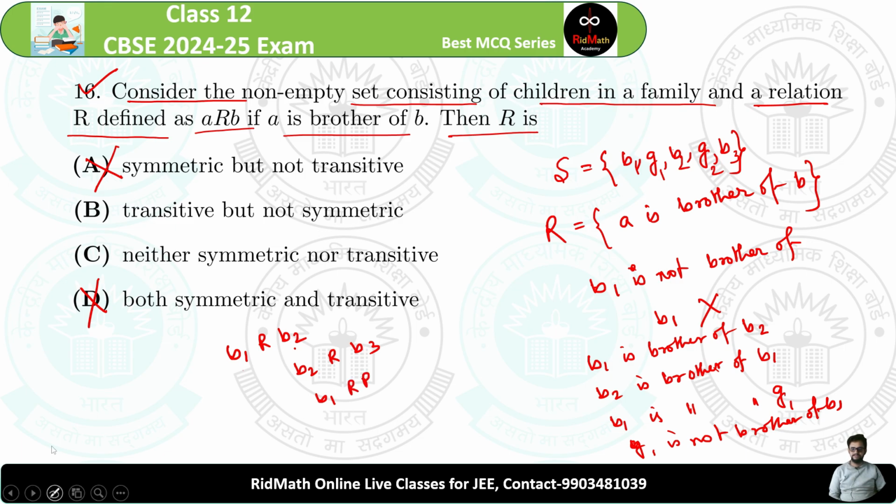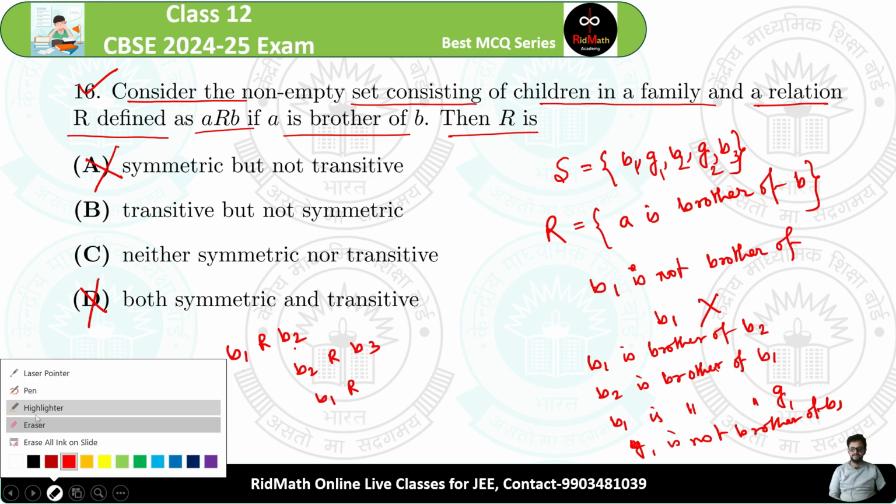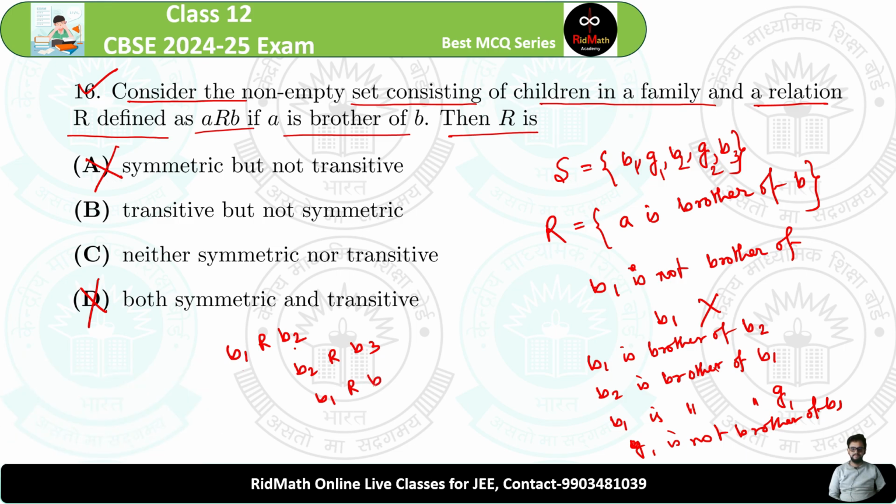This is correct, because the medium point B2 has to be a brother, not a sister. If you take B2 as a sister, then this condition is violated, and hence in contrapositive way this relation is transitive but not symmetric.